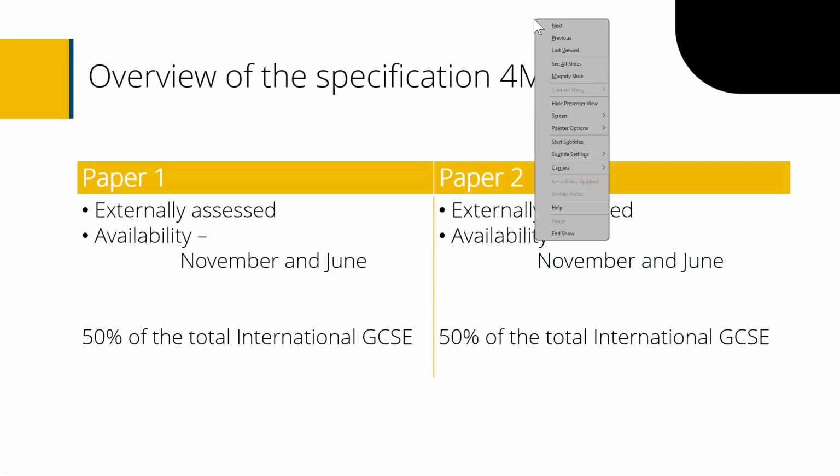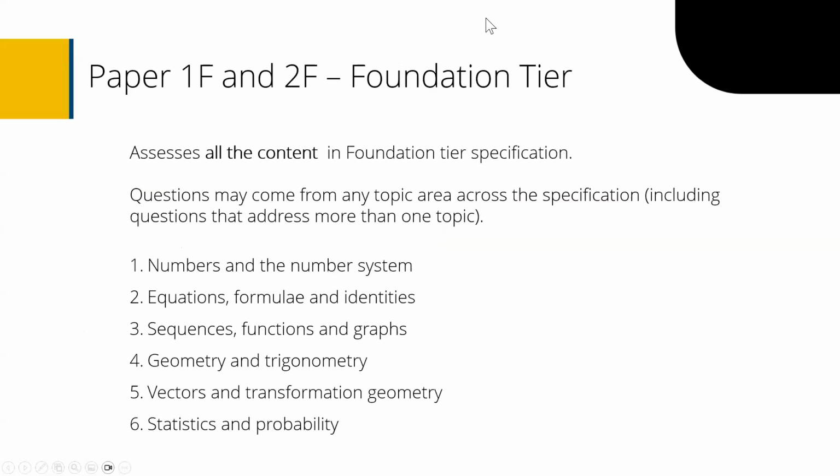Then if we look at paper 1 and paper 2 foundation, now all the content can be assessed in both of them, irrelevant if they come up in one or the other. So you've got the different topics, so the 6 topics outline: numbers, algebra, sequences, and graphs, geometry and trigonometry, vectors and transformations, and statistics and probability. Now note that each question can actually cover more than one topic. So it's not one topic per question, and that's something to be aware of as well.